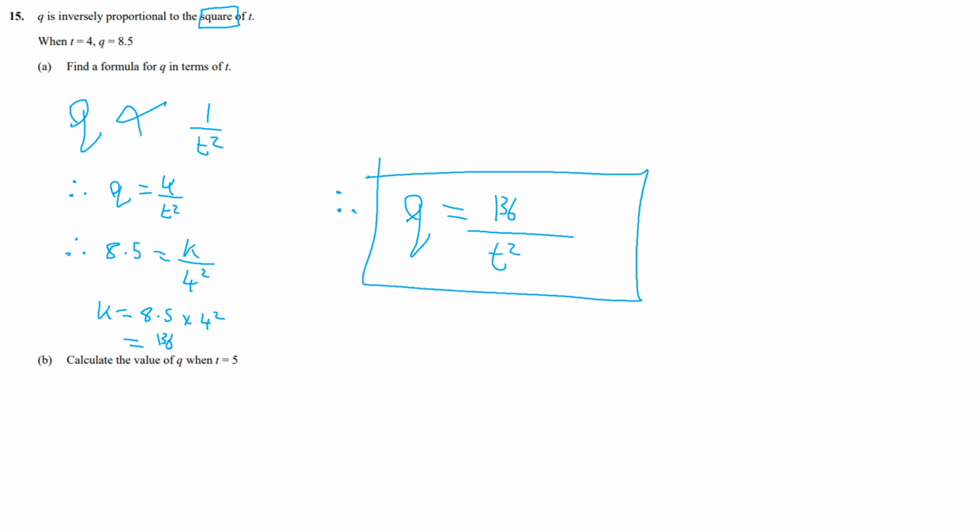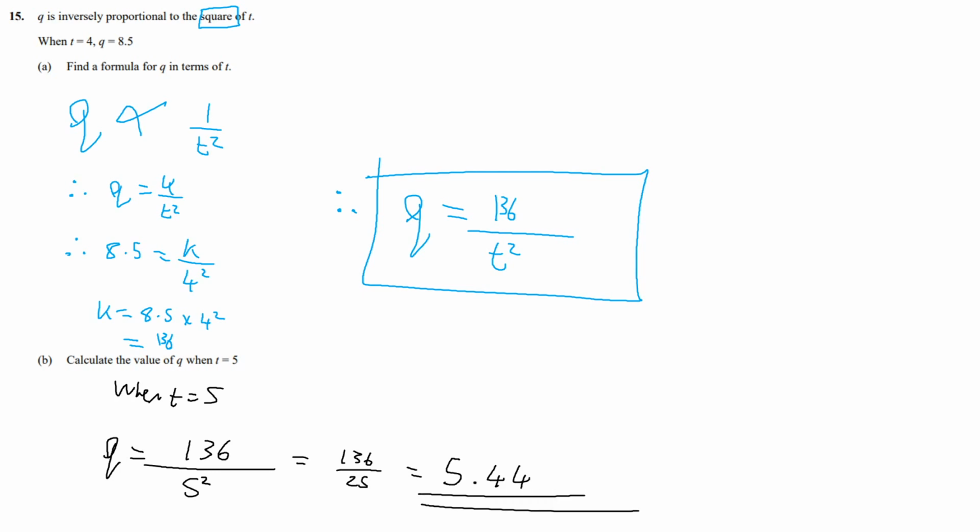Okay? So now calculate the value of Q when T equals 5. Well, that's pretty straightforward. When T equals 5, Q is just going to be 136 divided by 5 squared, which is just 136 over 25. And so when we plug that into our calculators, we get an answer of 5.44. And that's our final answer. So all we need to do is read the question, and then we can work out what it means.